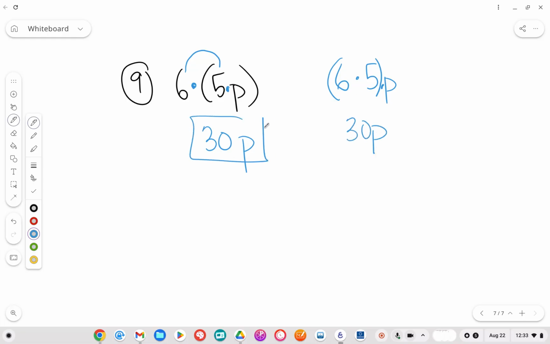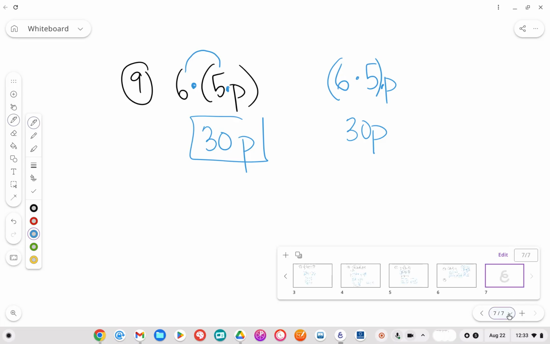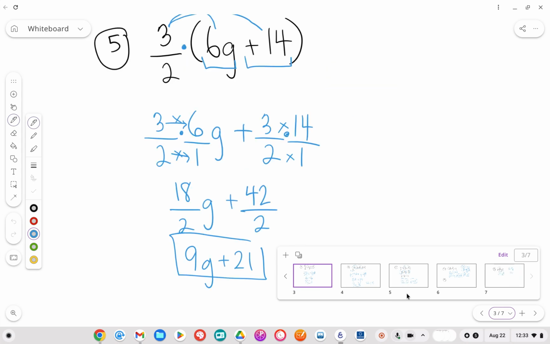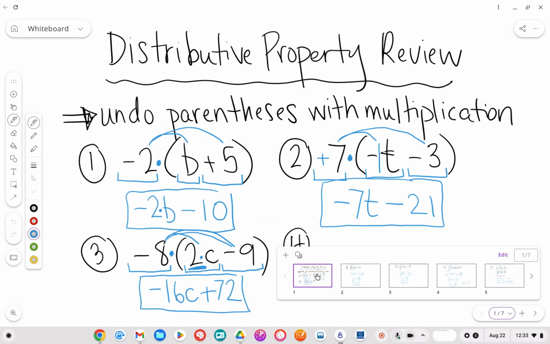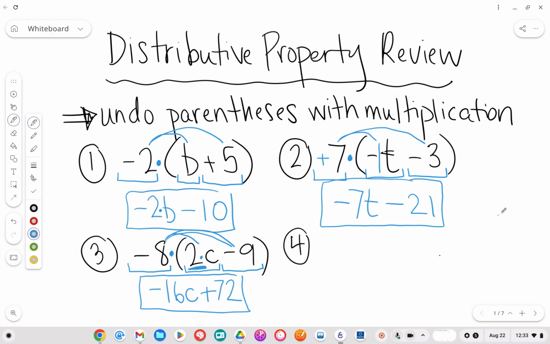Okay? All right, guys, so I hope that helped in terms of looking at things. If we go back through our slides here, see if I can get all the way over to the first one. Remember, the focus of this video was to review the distributive property, which is undoing parentheses with multiplication, okay? We multiply the number out front by all the terms inside, and we have to pay careful attention to the signs and make sure that when we write expressions, we always have a plus or a minus in between every single term that we've got.